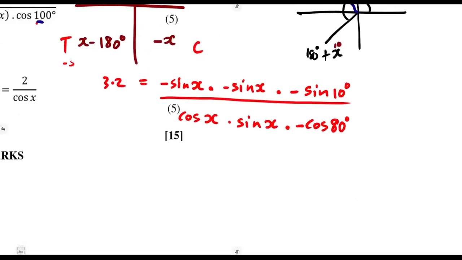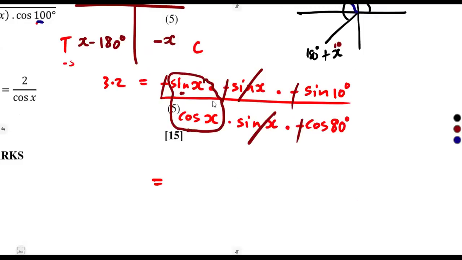All right. This is where we are. So let's simplify, guys. They're going to cancel some things that are common here, and also negative, negative, negative, negative. All right. So this is where we are. We're going to have sine over cos. Remember that? So it's going to be sine of x over the cos of x times sine 10 over cos 80.